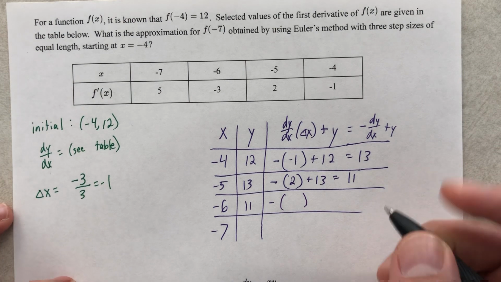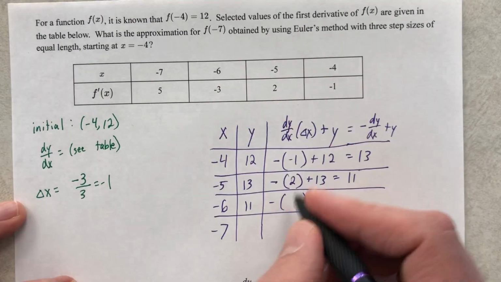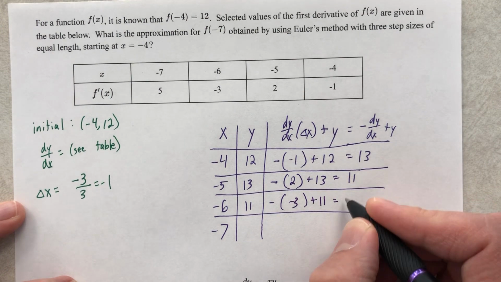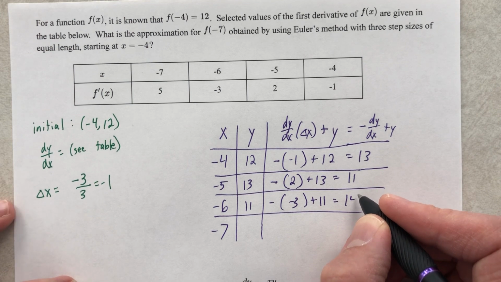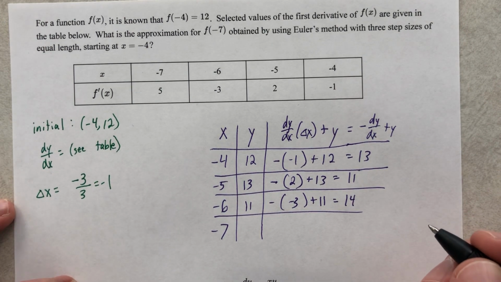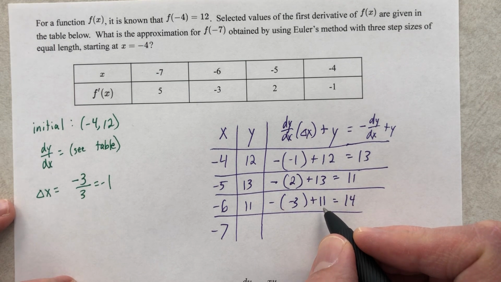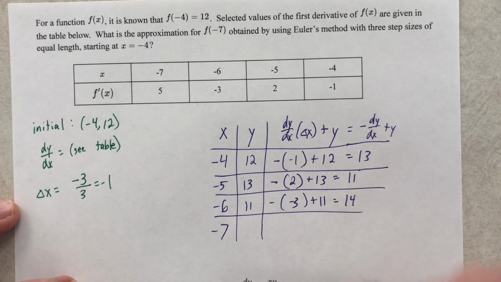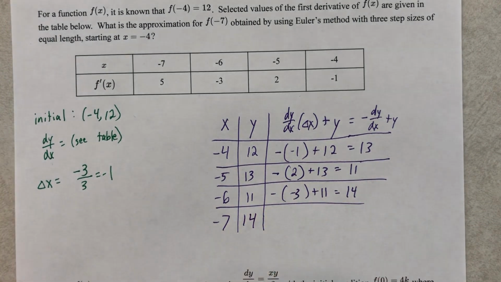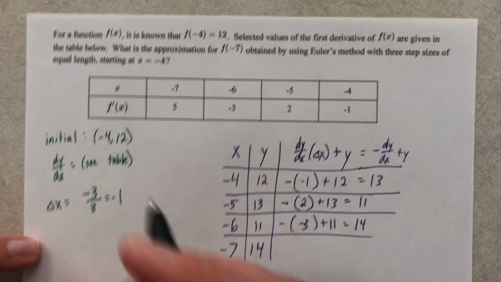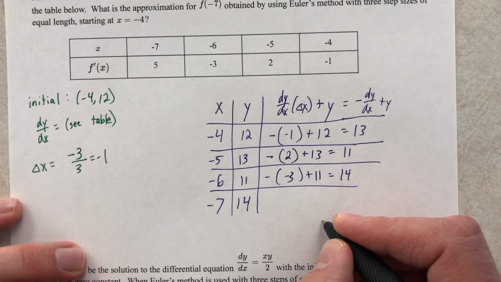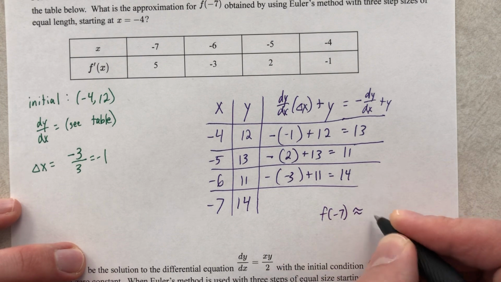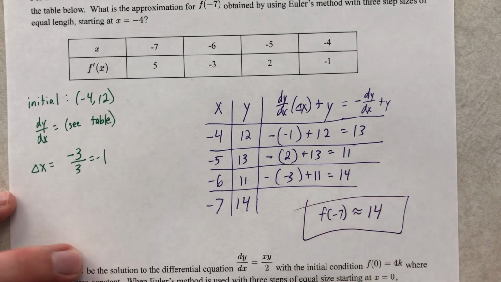Bad grammar. It goes quickly. We're going to plug in negative 6 into the table. We get a negative 3, and then plus 11, and that's going to give me 14. Something feels wrong about this. Something's wrong. Hold on. No, I'm not wrong. Okay. All right. Yeah, not wrong. 14. Done. That's it. But I didn't need that. No, you didn't, because you don't have to go all the way to negative 8. You stop there. So f of negative 7 is not necessarily, but is approximately 14 using Euler's method.